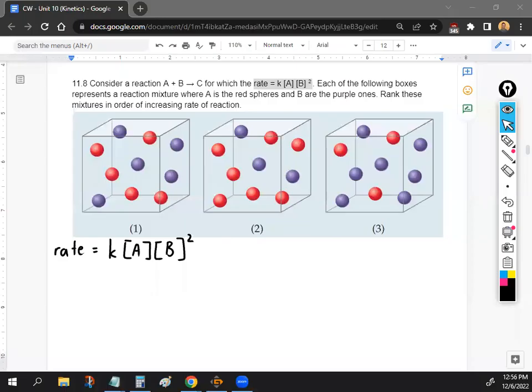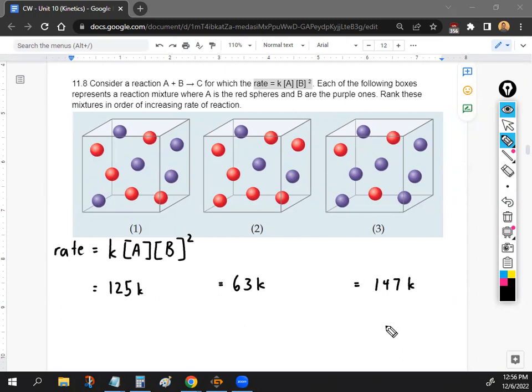Okay, so if we take a look at box 1, what is the concentration of A? Oh, that's the rate, yeah. So I'll just give you the rates, actually. That's probably better. The rate is 125k for number 1. Everybody got that? Okay, we got 5 and 5. For number 2, the rate will be 63k, because we got 7 and 3. And then for the last one, we're going to have 147k.